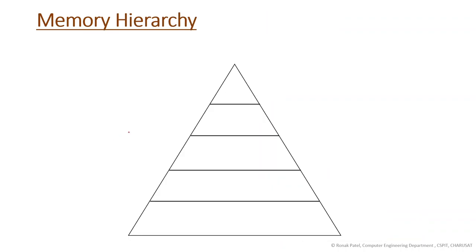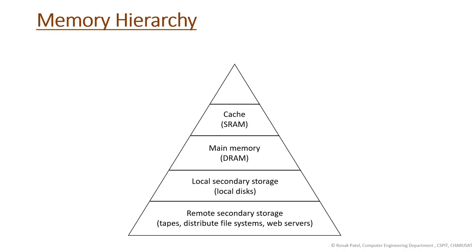Now let's see the memory hierarchy. So it is placed in this pyramid, right? This is the remote secondary storage, meaning you are accessing something like Google Drive. You place your data in your Google Drive at some web server, or a distributed file system. These are the remote secondary storage. The second is your local secondary storage, meaning if you are using your PC, then the hard disk is called a local secondary storage.